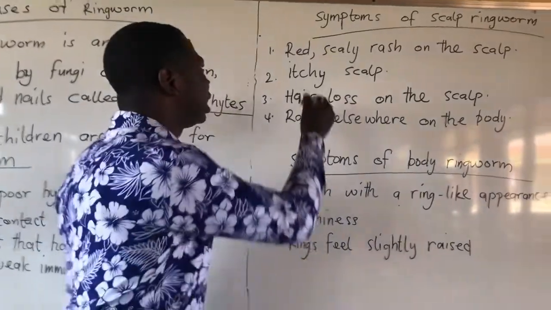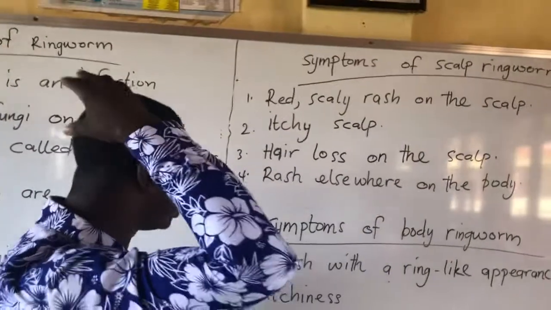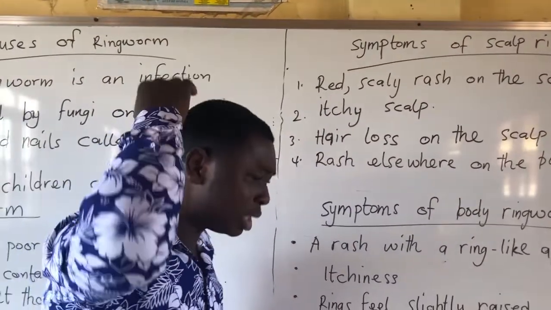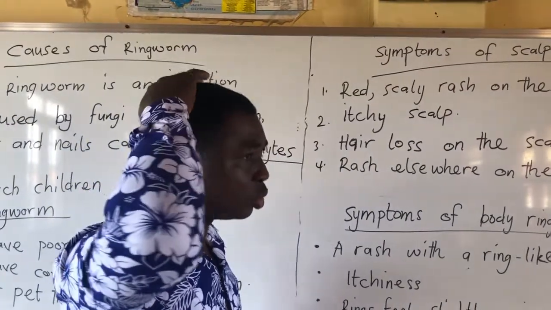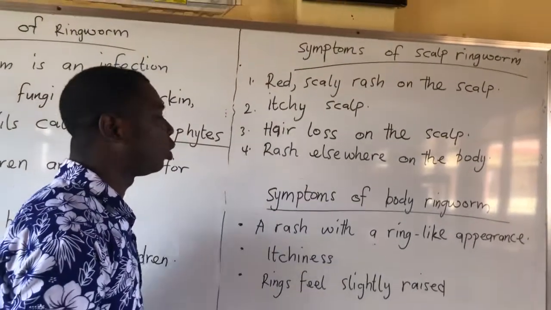Another one is what? Itchy scalp. If that place is reddish and it has some rash there, the next thing is what? You'll be having some itching. That place will be itching you. Then you know that you have been affected by the disease called ringworm.